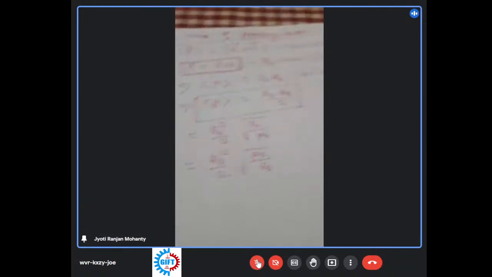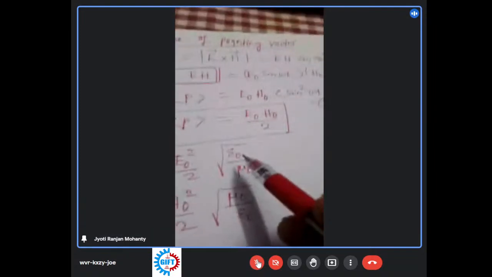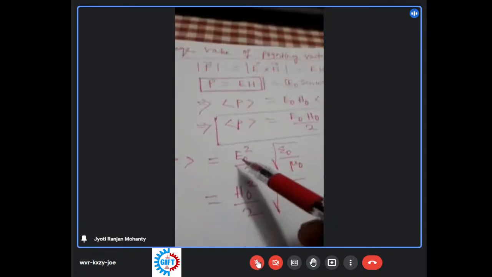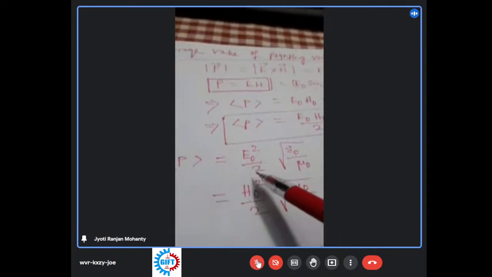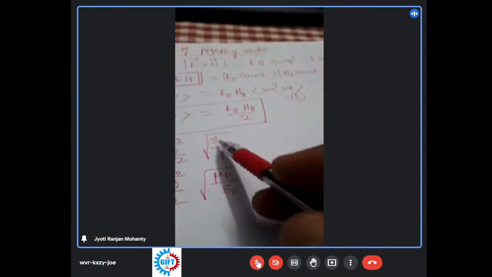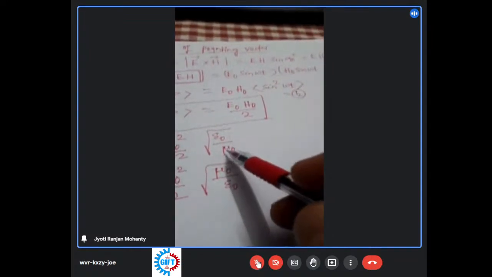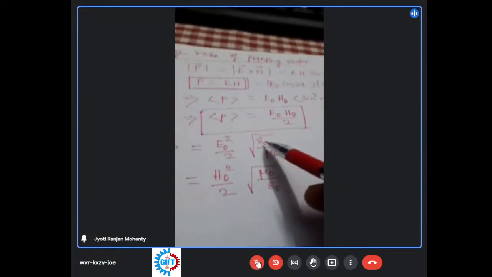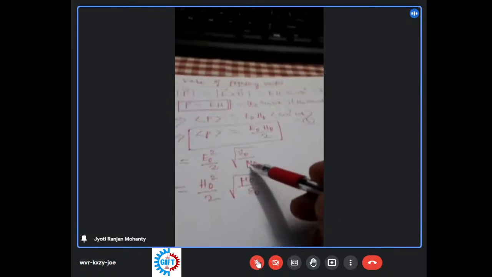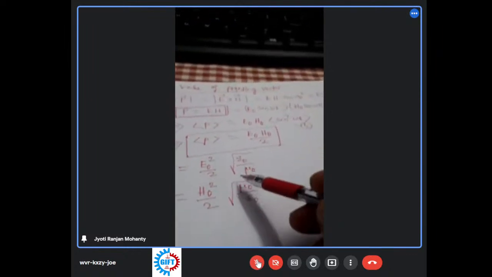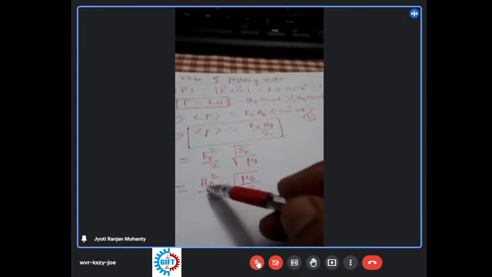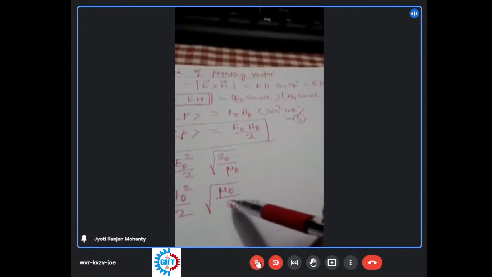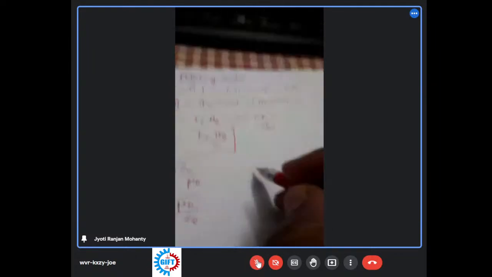Suppose E0, epsilon naught, mu naught, all are constant. Only peak electric field is given. You apply this formula. Don't expect that in your question epsilon 0, mu 0 will be given, because epsilon 0 is 8.85 into 10 to the power minus 12, and mu 0 is 4 pi into 10 to the power minus 7. And this is H0 square, H0 be the peak magnetic field. This is mu naught divided by epsilon naught.